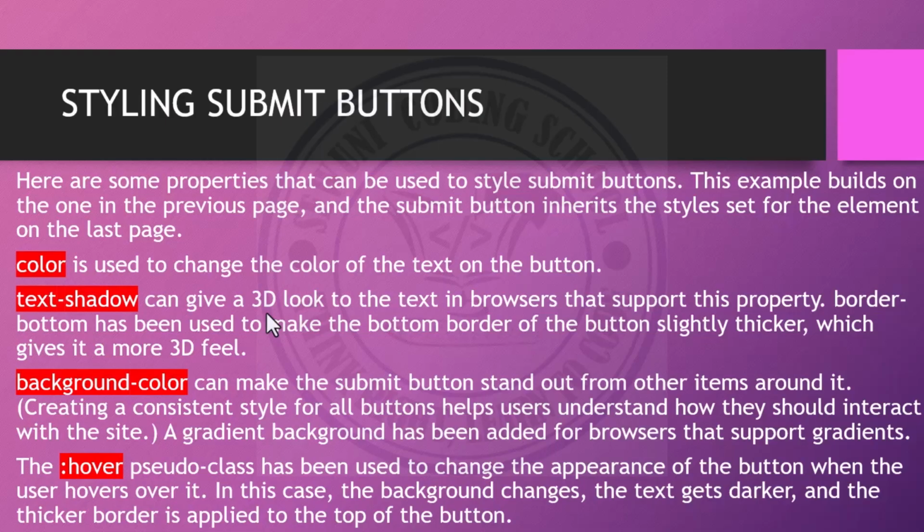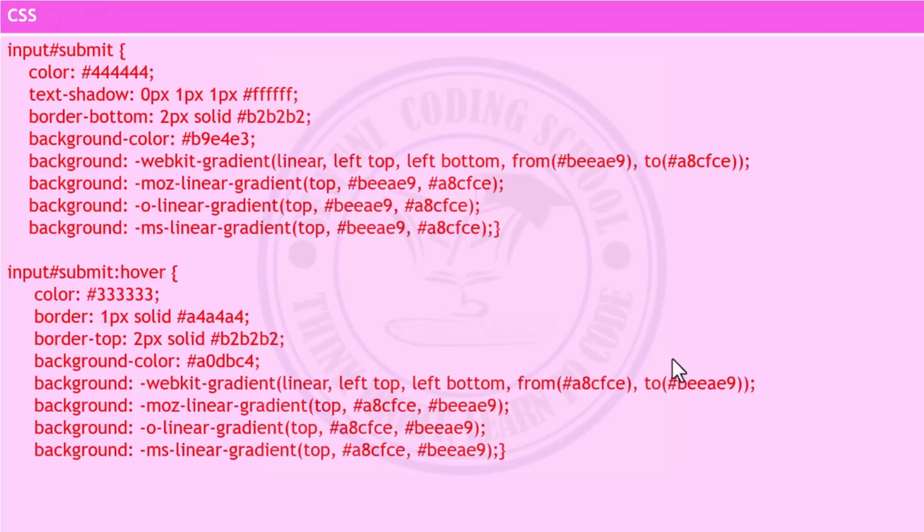You can also give a background color to the submit. Okay, so it stands out from the normal text around. And then hovering, the pseudo class, has also been used to change the appearance of the button, which we are going to cover in due time. Now this is the CSS to do that job, the hovering job, and then the 3D fill job as we have it here.